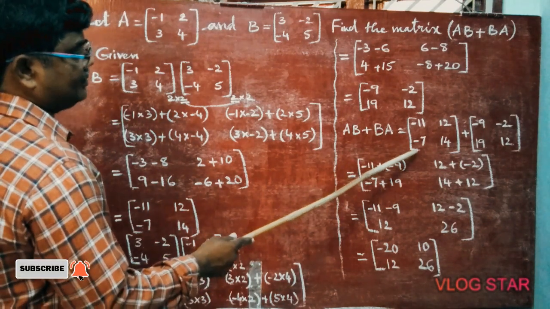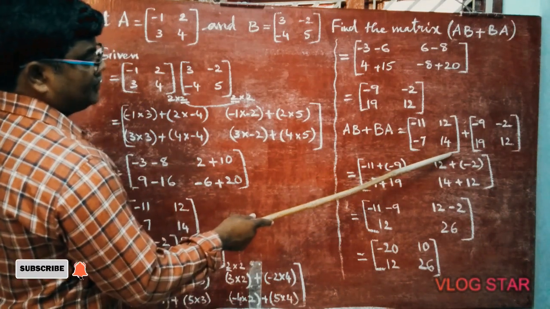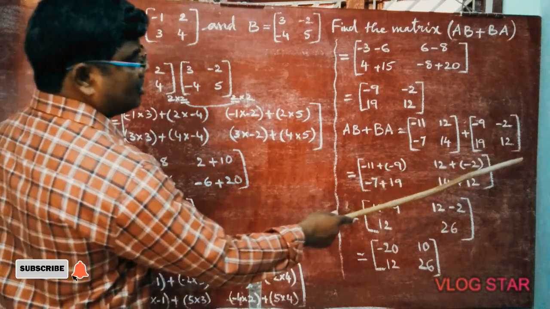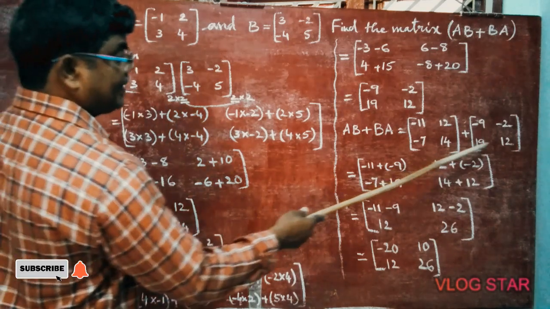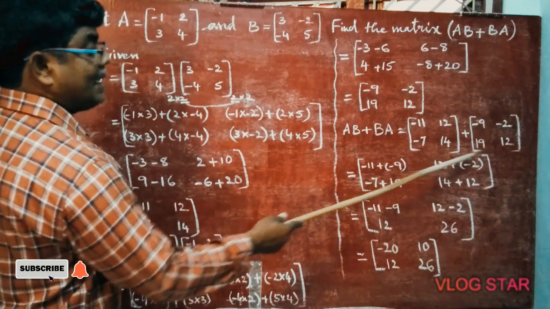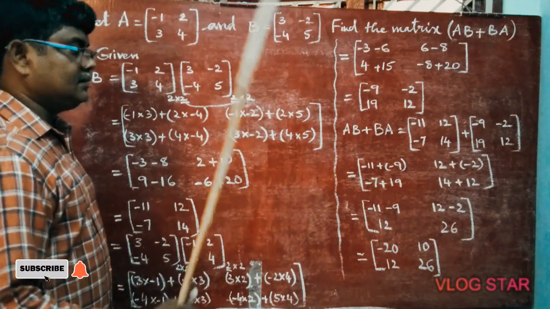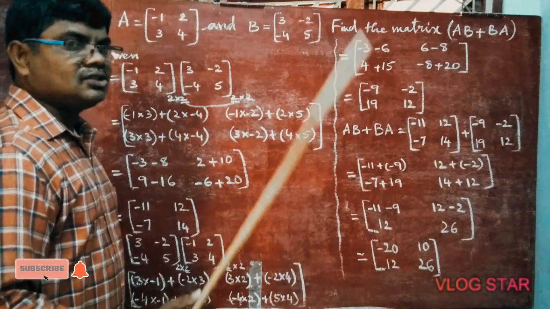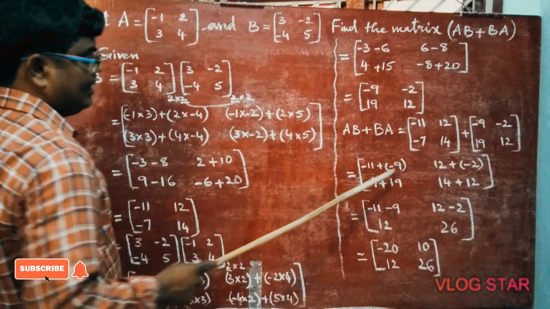Now we are adding. For addition of matrices, I told you to remember one thing: the order should be the same. What is the order of this matrix? 2 by 2. What is the order of that matrix? 2 by 2. Comparable matrices. We have to compare whether both are of the same order or not, then only addition or subtraction is possible. If different orders, we can't add or subtract. Keep in mind.